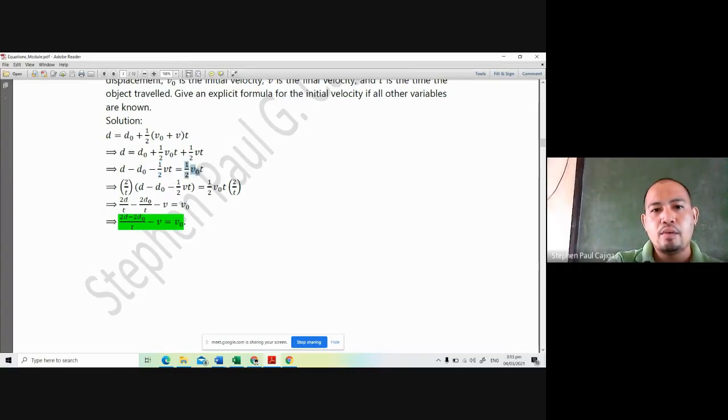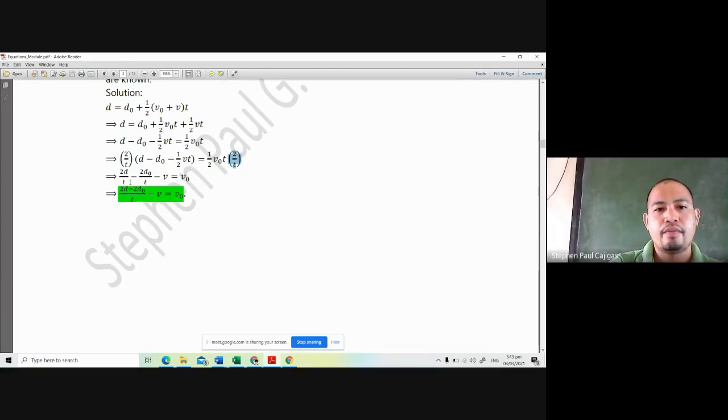Tapos we want now to get rid of 1/2 and t. So reciprocal of 1/2 is 2, reciprocal of t is 1 over t. So that's why we multiplied by 2 over t. So we also multiply that to the left hand of the equation. So naging 2d over t, 2d naught over t, tapos an vt, 1/2 vt or minus 1/2 vt, pag multiply nimo ito ha 2, so 1/2 times 2 naging 1, tapos t times 1 over t naging 1 also. So that's why v naught na lang nabili.